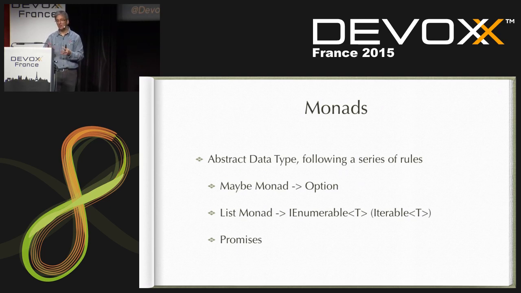The maybe monad, which is the Option in Scala. The list monad, IEnumerable in C#, Iterable being the equivalent in Java. Promises are kind of like a monad. But I've not concentrated on monads because when I started to look at functional programming, I was put off by monoids, monads, functors, endofunctors, which is just a functor where the collection is itself.